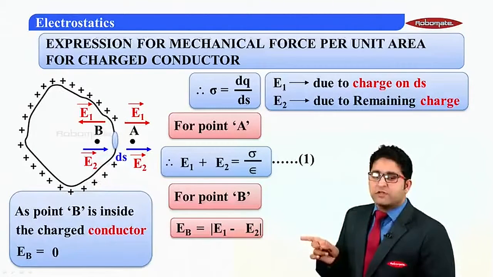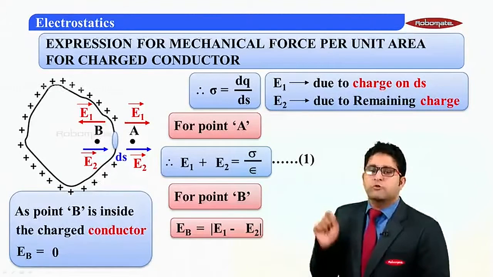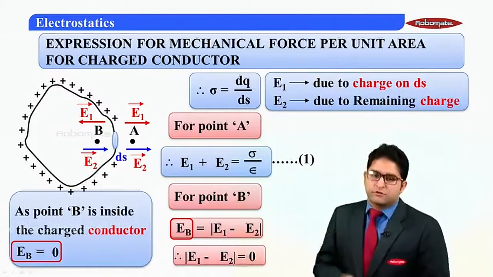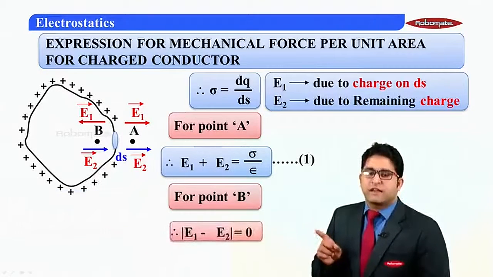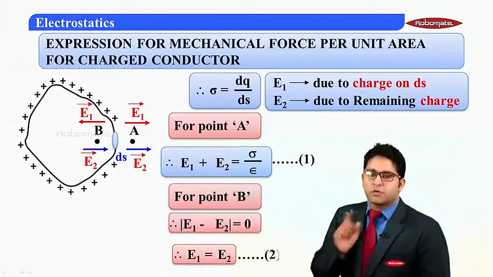So I'll be putting the value of EB in this particular equation. So what will I get? I'll get 0 is equal to mod of E1 minus E2, or mod of E1 minus E2 is equal to 0. Now from this, I'll get the final answer as E1 is equal to E2, which will be my equation number 2, right?